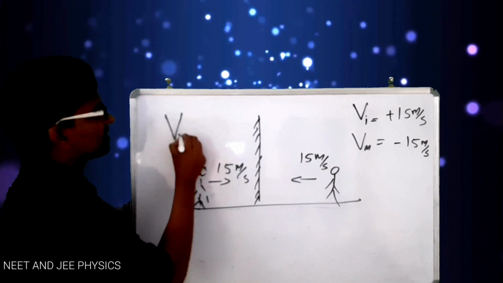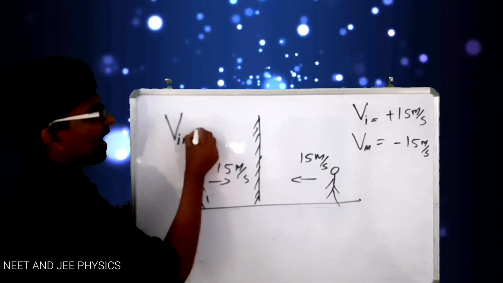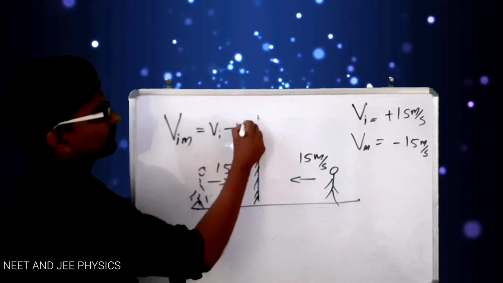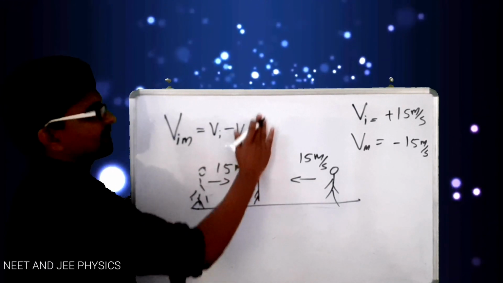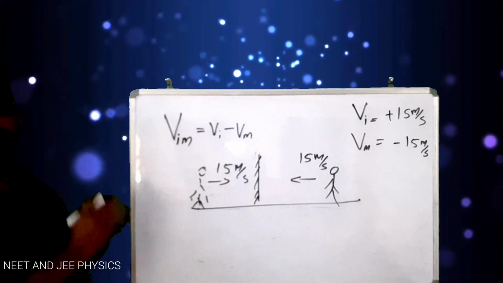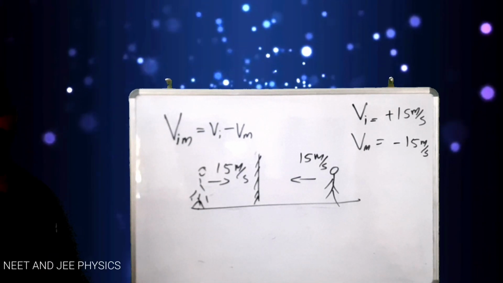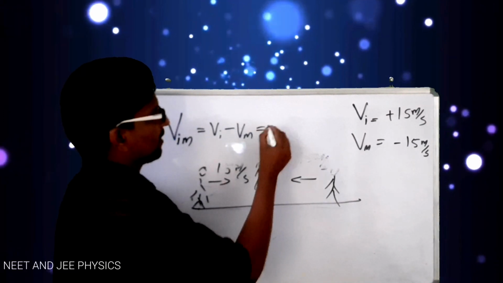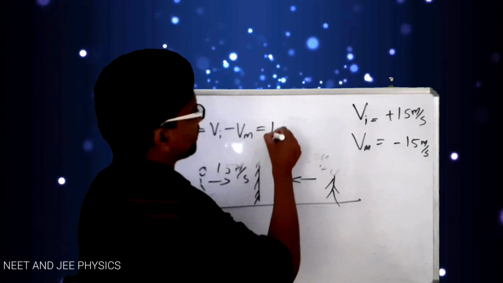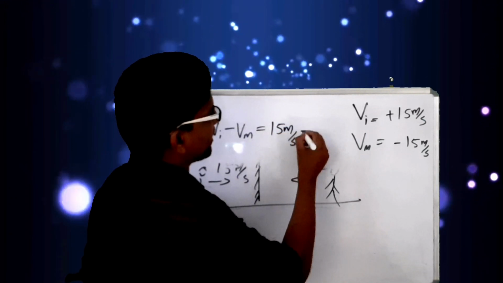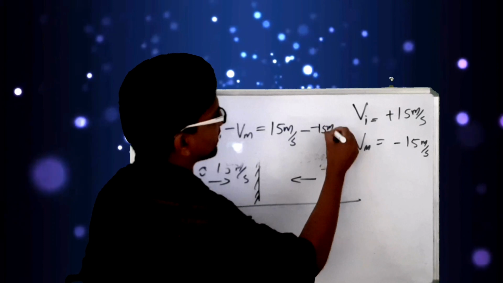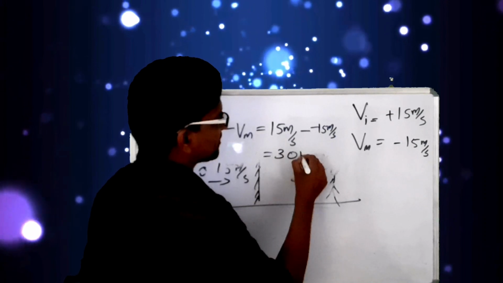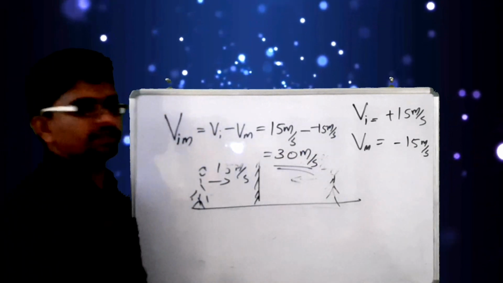So the speed of image with respect to man, V_IM, is equal to V_I minus V_M. That's the equation. This is the equation of relative velocity. So we can substitute here: V_I is plus 15 meter per second, minus negative 15 meter per second. So minus and minus become plus, and we will get 30 meter per second.